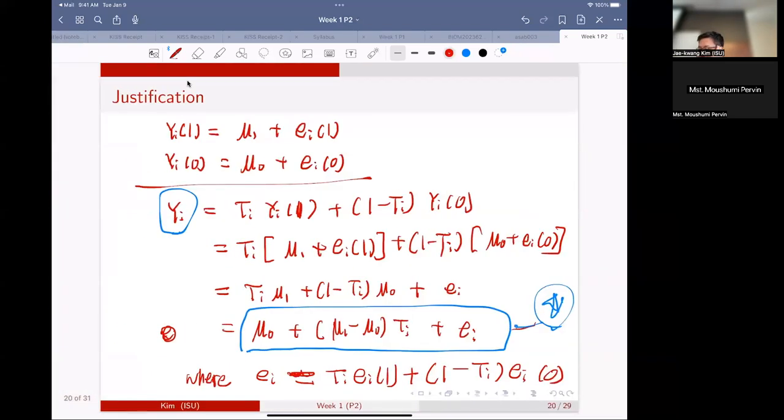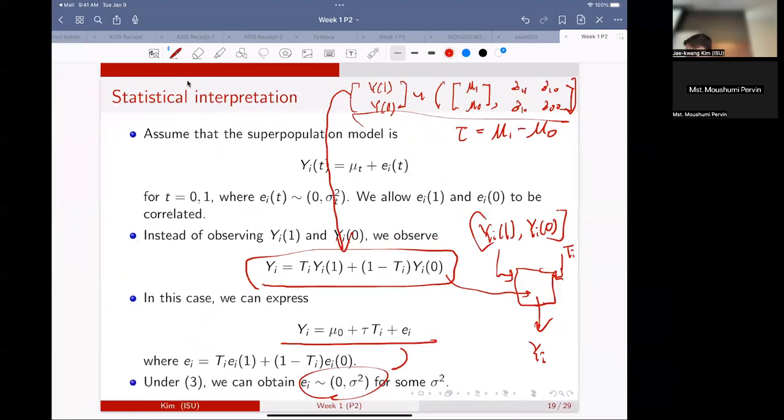So if you reflect on what we did here, the point is that if you have a superpopulation model for the potential outcome, and you know the Neyman-style assignment mechanism, so that means your observational mechanism is known, then you are able to derive the distribution of your observation. That is the key part.